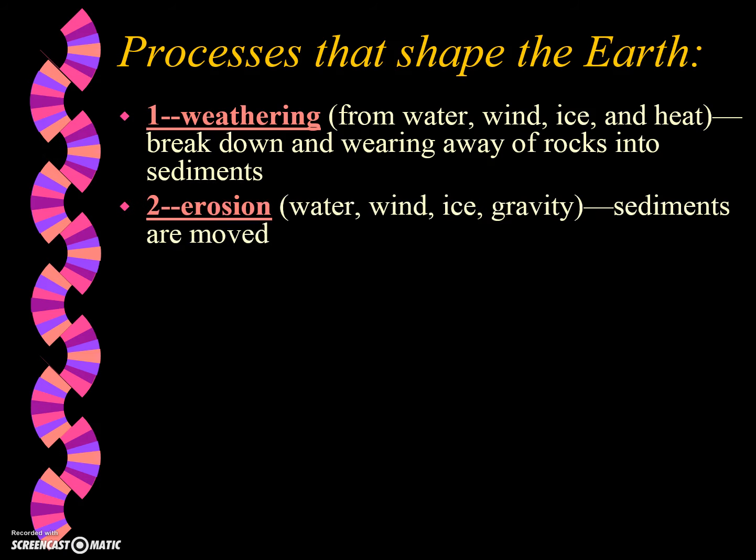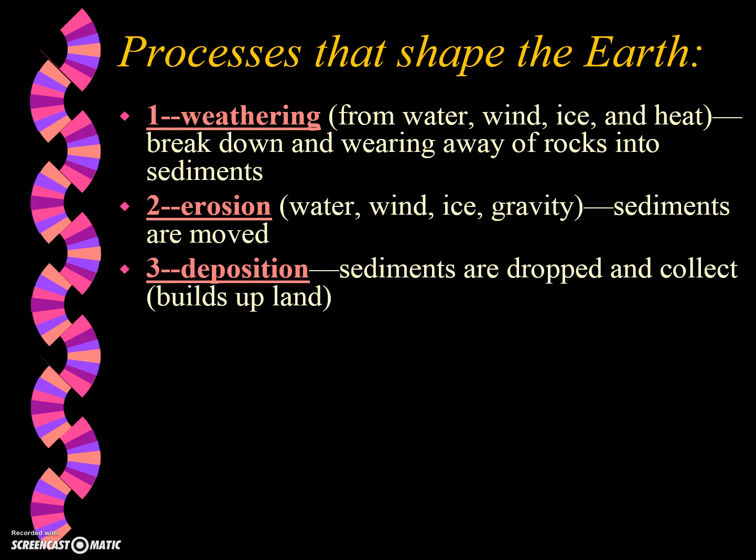The second one is erosion. This is water, wind, ice, gravity, and this is where sediments are moved from one place to another. The third one is deposition. This is sediments that are dropped and they collect in a certain place and it kind of builds up the land. This is where those layers are coming into play.